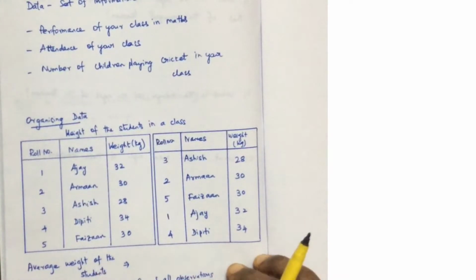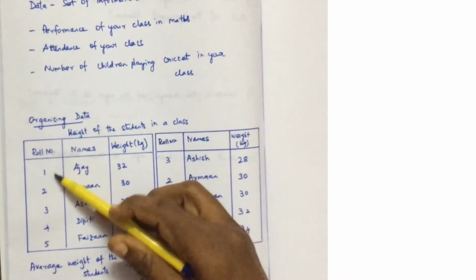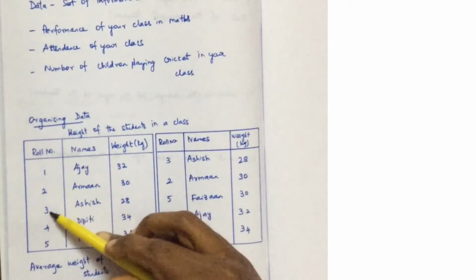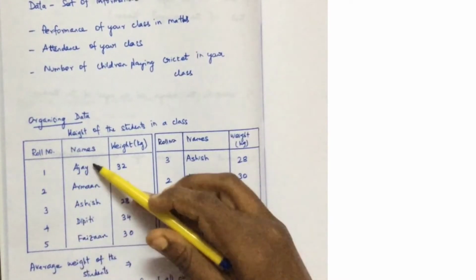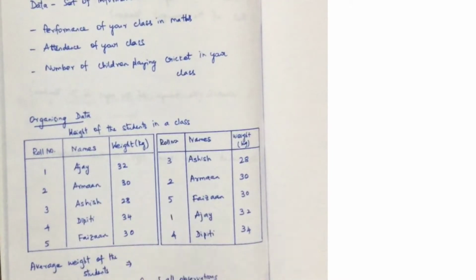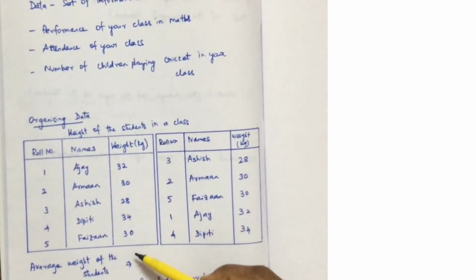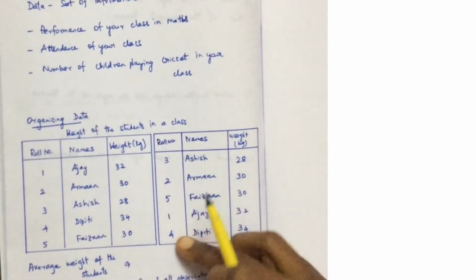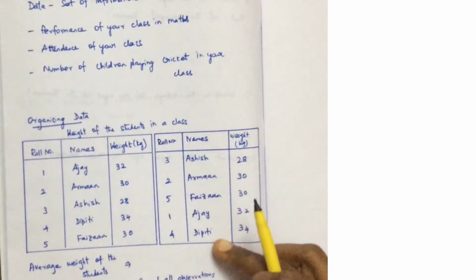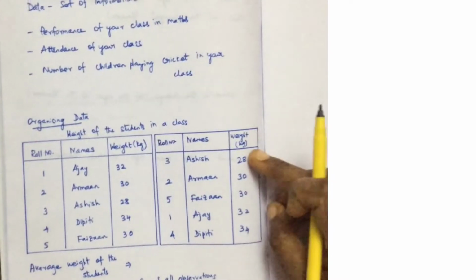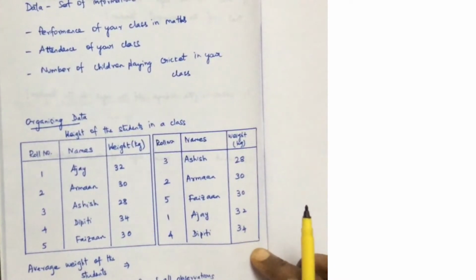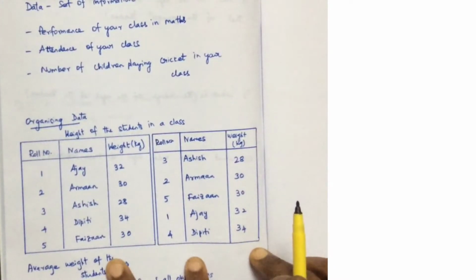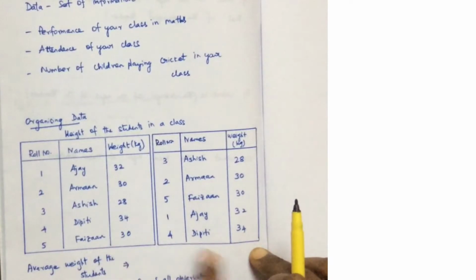If you see the first table here, it is roll number wise: 1, 2, 3, 4, 5. And the names are in alphabetical order. Okay, these are the weights of the students. If you see the second, it is not roll number wise, and not in alphabetical order, but the weights are in increasing order. Okay, the data is the same, but it is presented in 2 different ways.